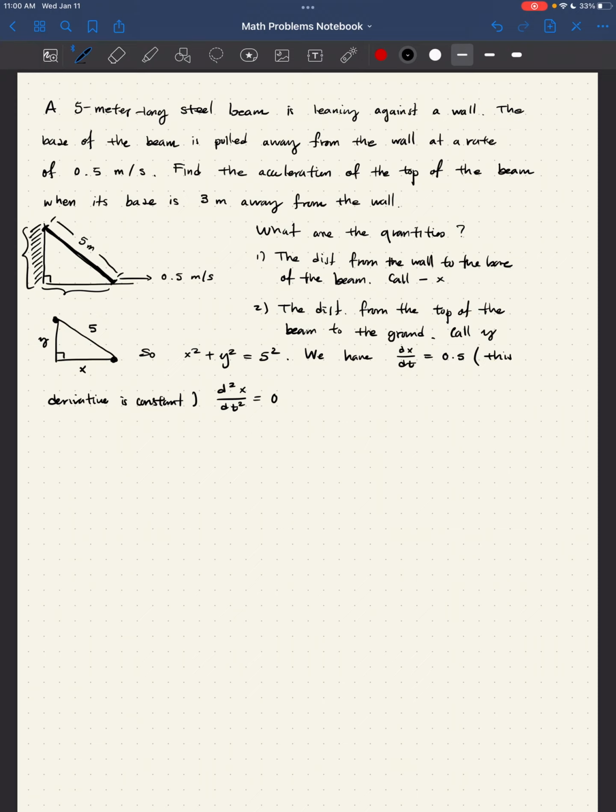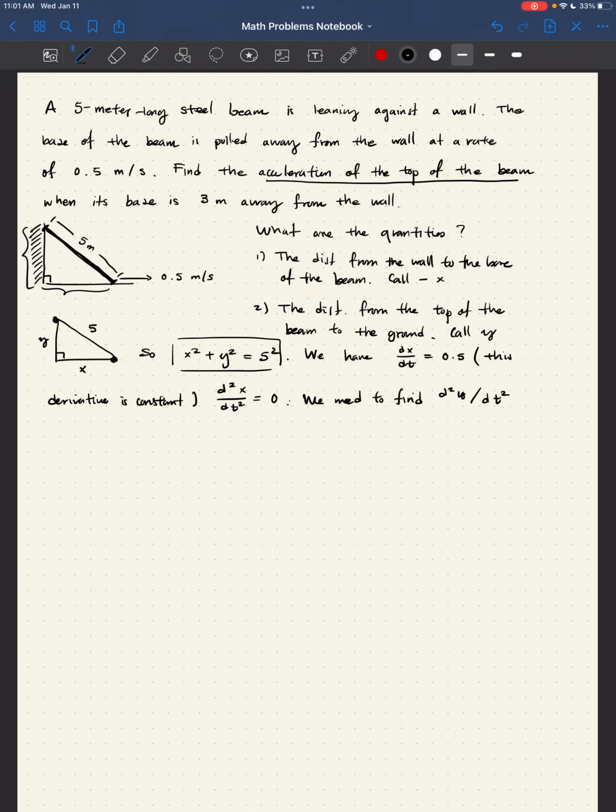What is it we need to find? Well, we need to find the acceleration of the top of the beam, right? This is indicated here. But that means that in symbols, we need to find the second derivative of y with respect to t, right? That corresponds to acceleration. Okay, but how do we obtain these quantities? How do we relate them? Well, we're going to relate them through this equation that we have here.